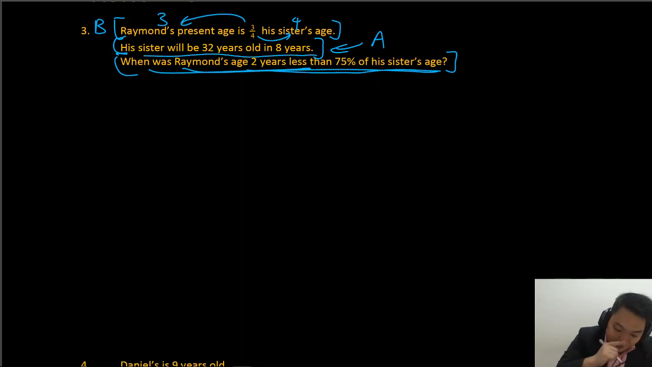The sister will be 32 years old in 8 years. So cut to the chase. If you break down this grandmother story, the sister is 32 minus 8, 24 years old at present.